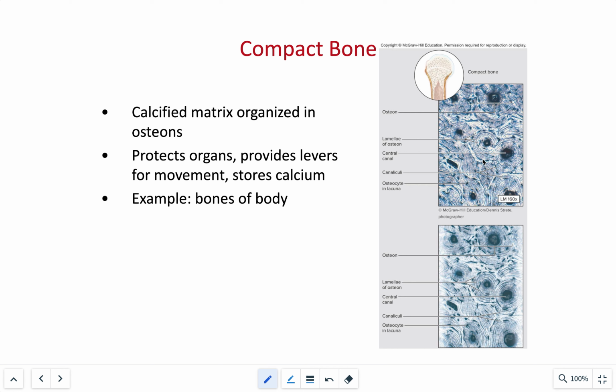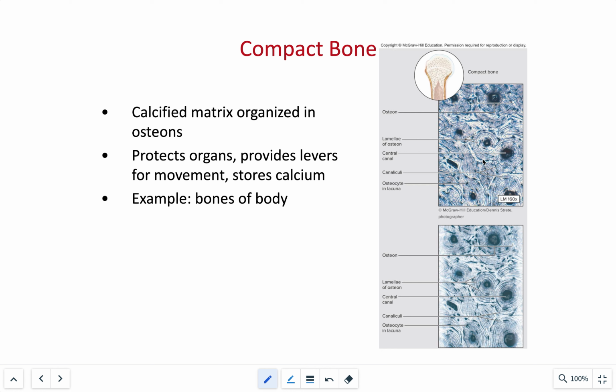Two-thirds of the matrix of bone consists of a mixture of calcium phosphate and calcium carbonate. The rest has an amount of collagen fibers that help act as reinforcing rods for the bone.